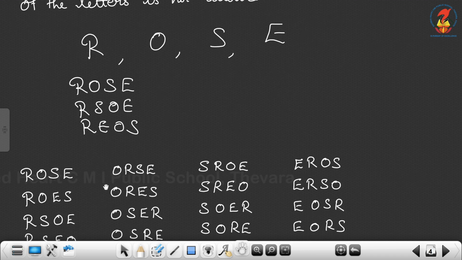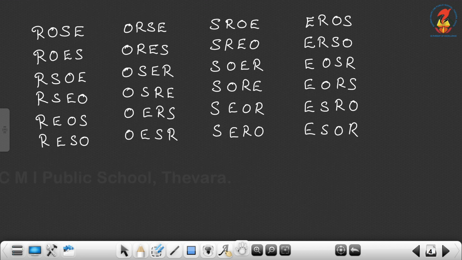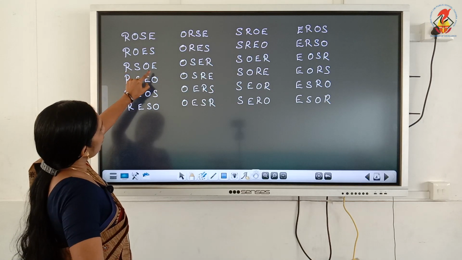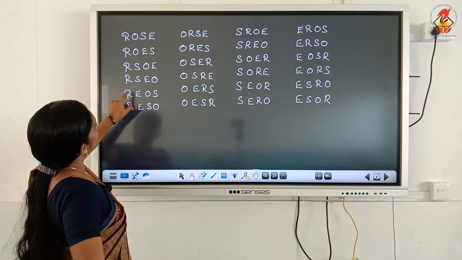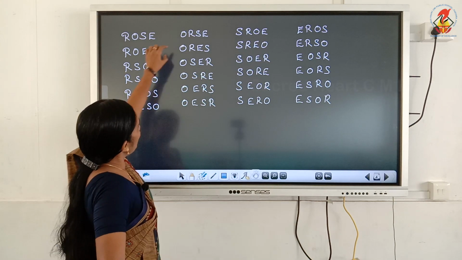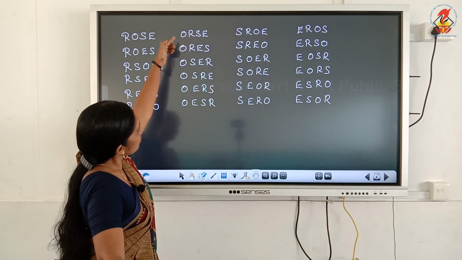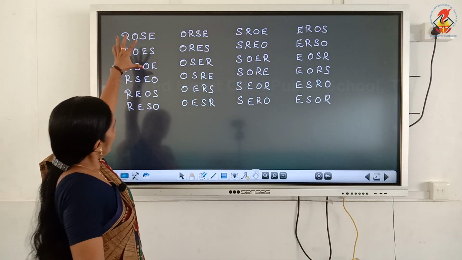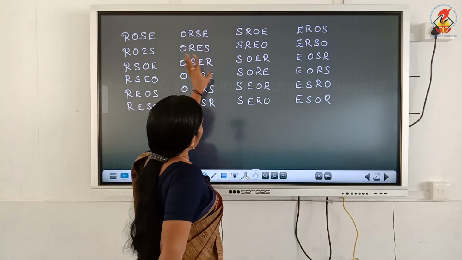So just check here. I wrote here all the 4-letter combinations of R-O-S-E. In these 6 words, the first letter is R: R-O-S-E, then R-O-E-S, then R-S-O-E, then R-S-E-O, then R-E-O-S, then R-E-S-O. Then change the place of R, so the first letter is O. Then in the same way you can change the 3 letters.